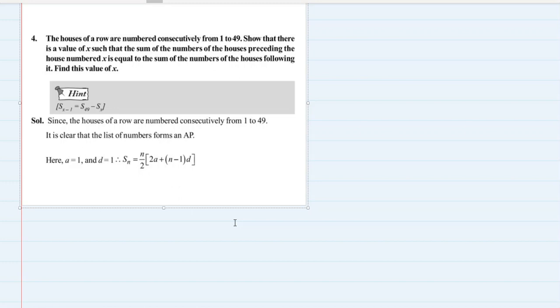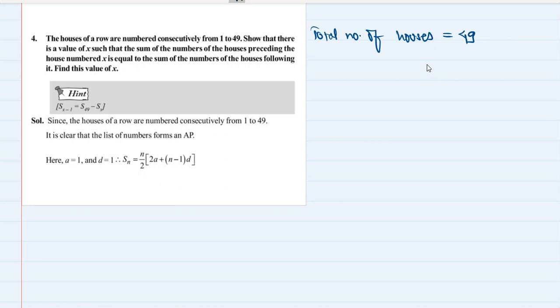Let's try to understand what they mean. So there are 49 houses. Total number of houses are 49. Let me write it. Show that there is a value of x such that the sum of the numbers of the houses preceding the house numbered x. Okay, so somewhere in the middle there is house number x.